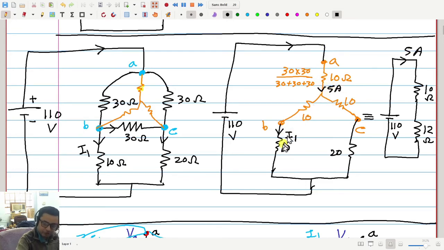So part of the 5 ampere goes through this 20 ohm resistance. How much is that? That will be 5 multiplied by 30 divided by 20 plus 30. So that will be 3 ampere. So this will be 3 ampere, and the right side will be 2 ampere. 2 amperes. Absolutely right.